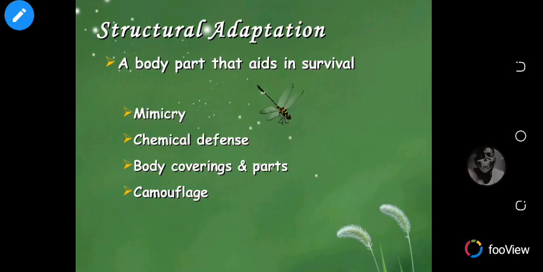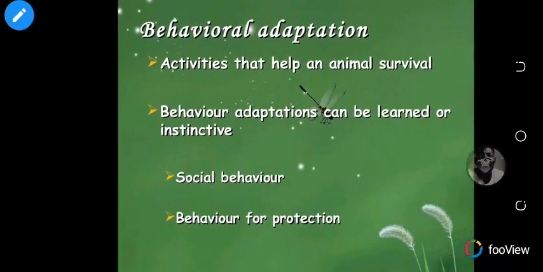With the structural, there are a lot of types. We have mimicry, where the body part aids in its survival. Mimicry means that it mimics the environment, or it tries to blend in or imitates behavior. For example, if the animal knows that a dangerous one acts a certain way and that particular animal is not dangerous, it's going to act as if it is the dangerous one so that the predator will leave it. We also have chemical defense, body coverings, and camouflage.